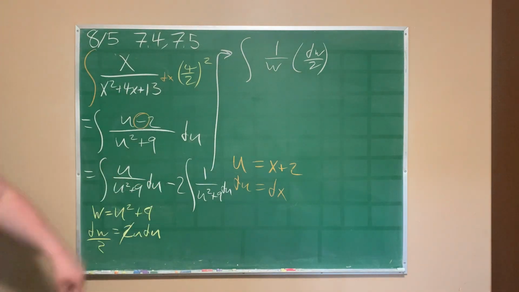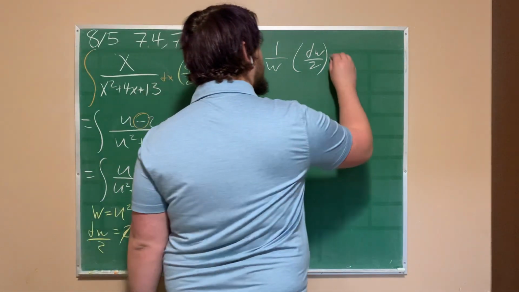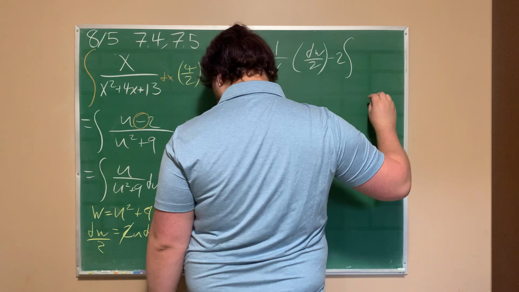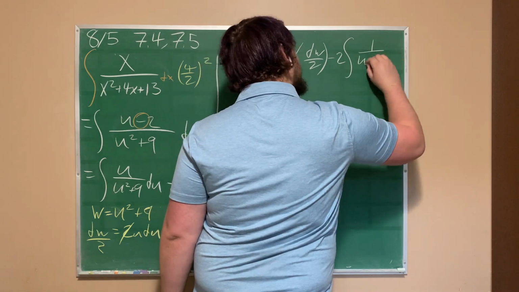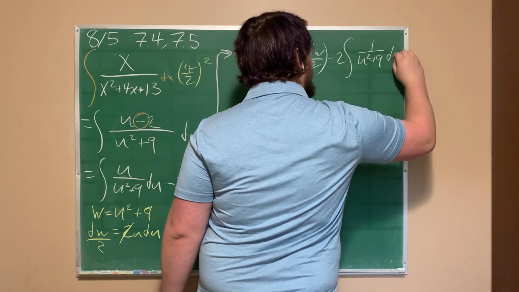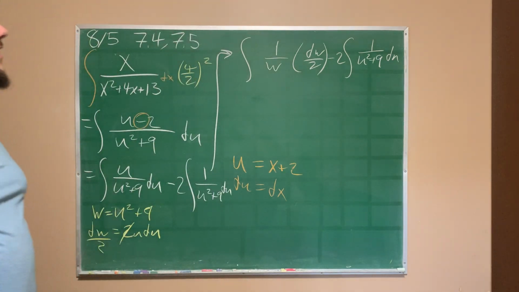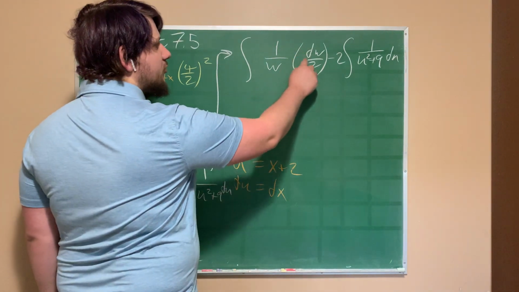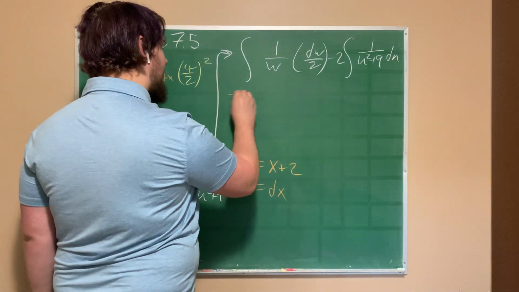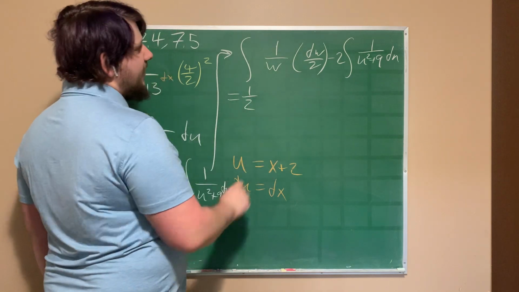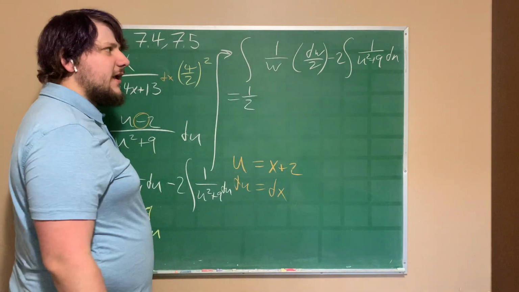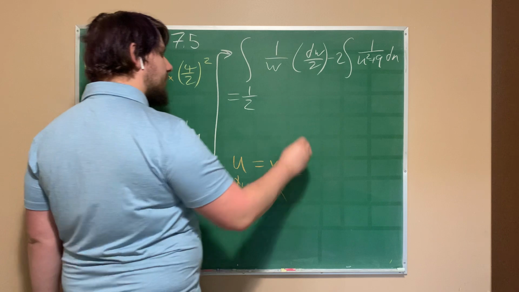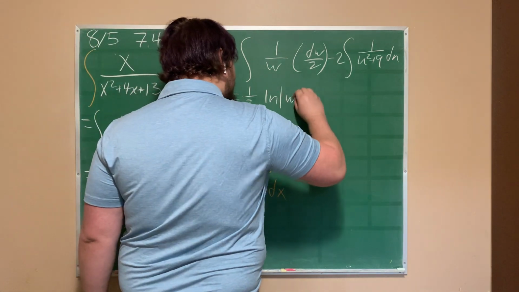And then we have minus 2 times this integral here of 1 over u squared plus 9 du. Okay, so now we can integrate both of these using what we know from our previous examples. The 1 over 2 part here can just be factored out, so we have a 1/2. And then the antiderivative of 1 over w is going to be the natural log of the absolute value of w.